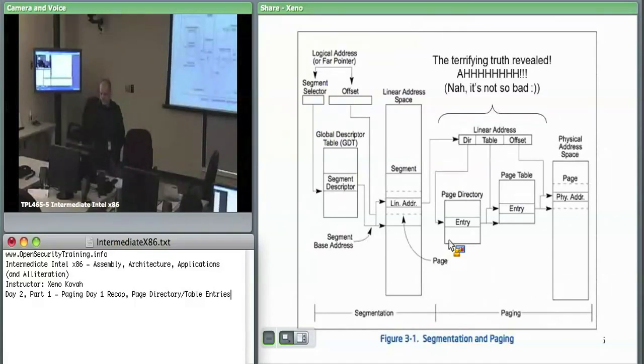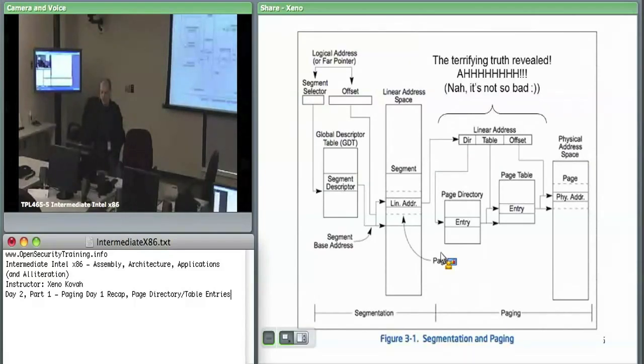So that's the basics of what we learned yesterday, and we were just starting to dive into what the actual entries were. We did cover the fact that CR3 holds a physical address, pointing at the base physical address of a page directory, and that page directory must be 4 kilobyte aligned. Each entry in the page directory holds the physical address of a page table, which must also be 4 kilobyte aligned. Each page table holds the physical address of a physical page, which must also be 4 kilobyte aligned.